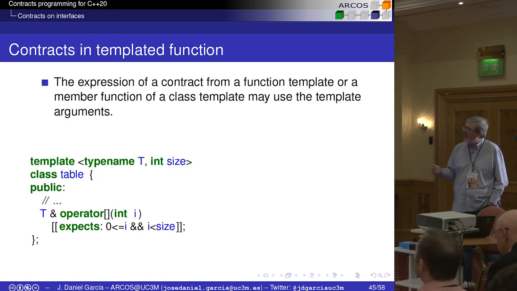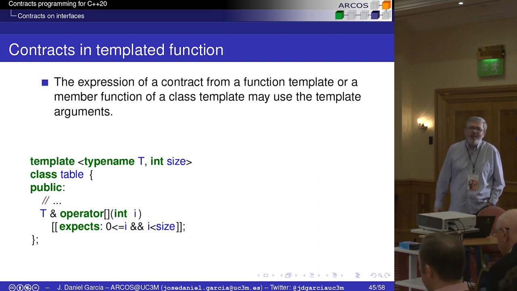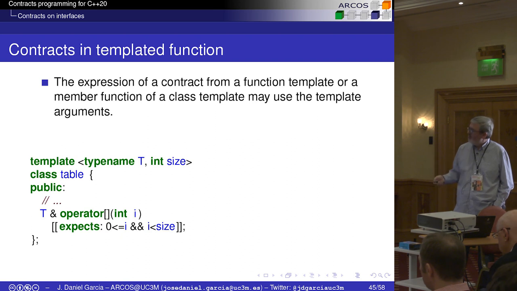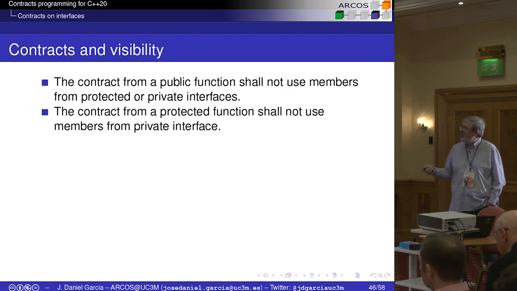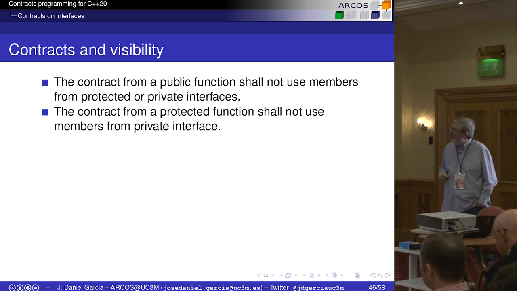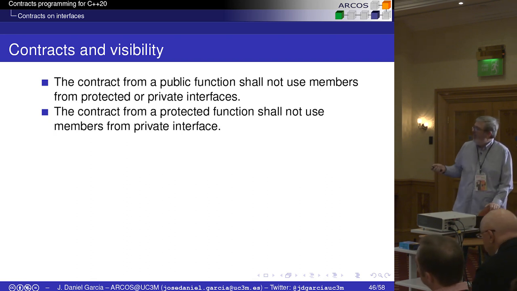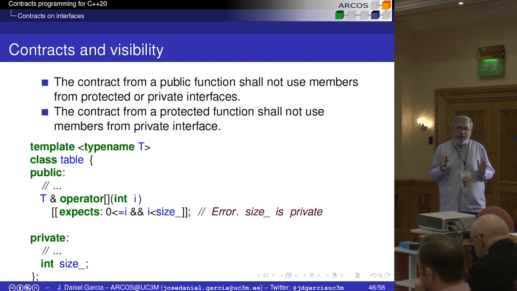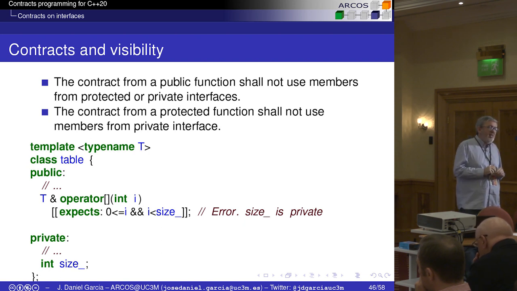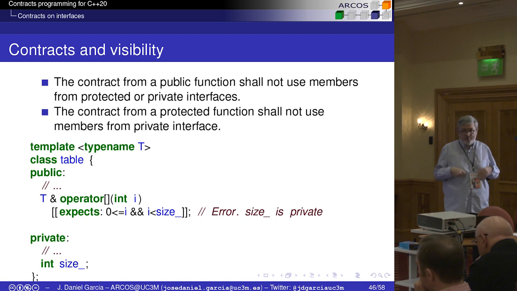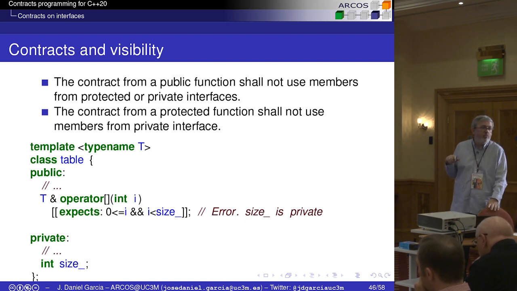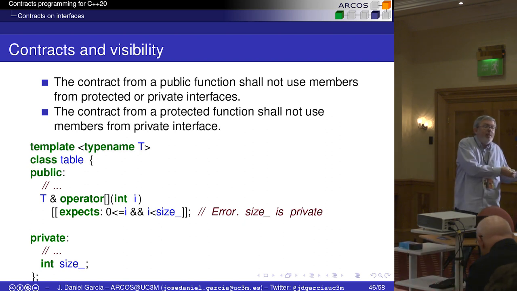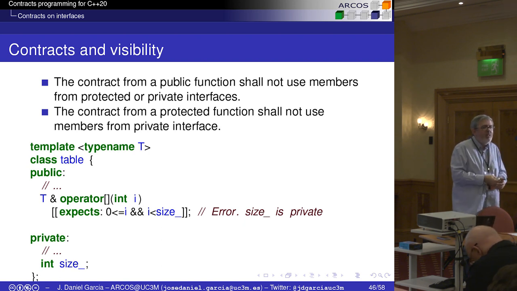Contracts in templated functions can also use template arguments in the contract. What about visibility? The contract from a public function shall not use members from protected or private interfaces. And if you are a protected function, you cannot use the private interface. So you can use only the things that would be visible by your client at the call site. So that is the basic rule. Yes, or you would write a public function that encapsulates the thing, and then you can use it.